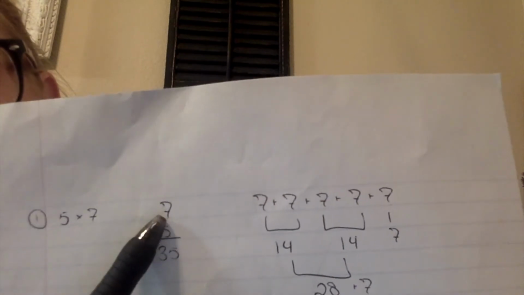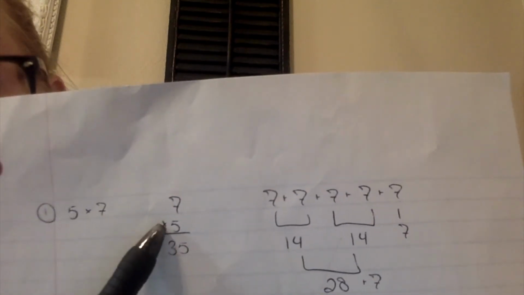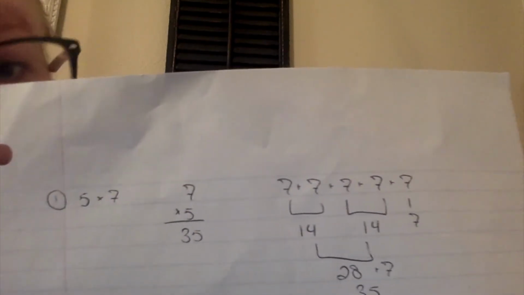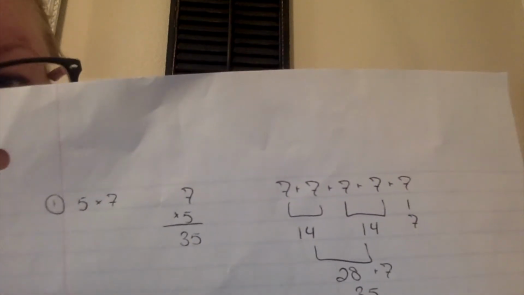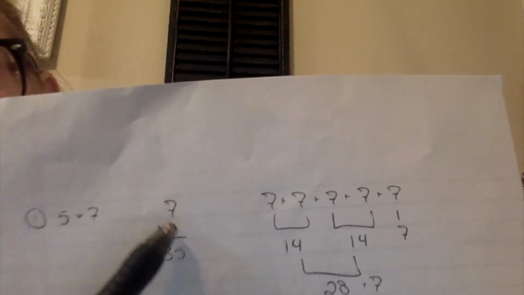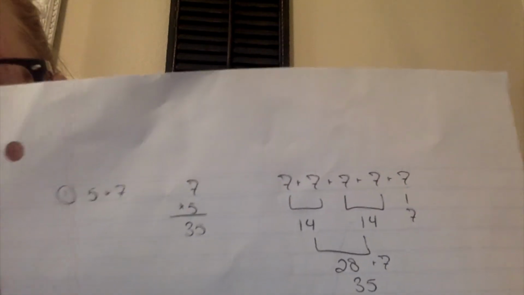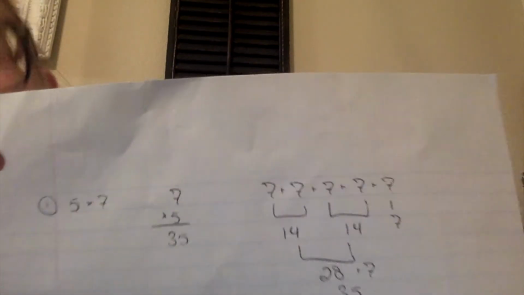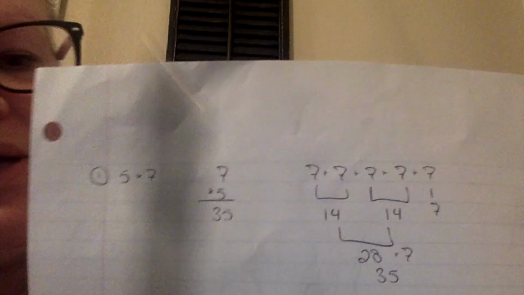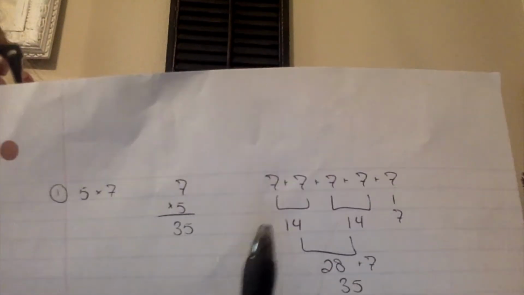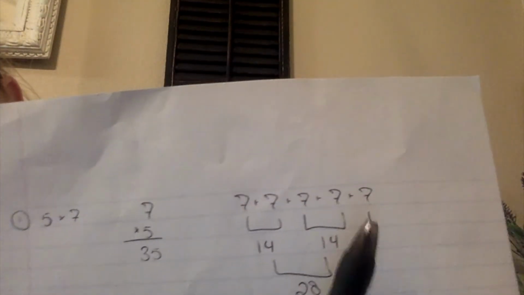So I put the largest number, which is 7, over 5. That does not change your answer at all. If it does, then some math went wrong somewhere because it should not. So 7 times 5. Now this one, I just used my math facts and I knew that it was 35. But if we're going the repeated addition way, I have 7 and I added it 5 times.